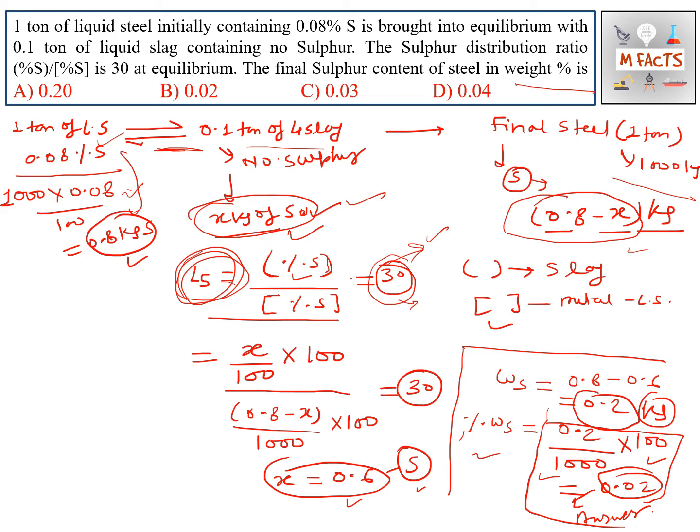After that we put in the values and get x equal to 0.6, which is the sulfur going into the liquid slag. Then we subtract this value from 0.8 kg, which was the initial sulfur content in liquid steel, and we get 0.2 kg. We need the answer in percentage, so we calculated in percentage and got the answer. The right option for this question is option B.